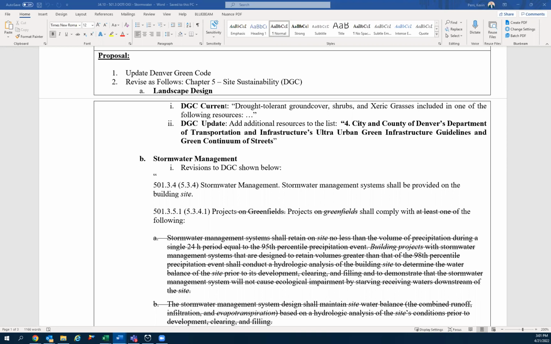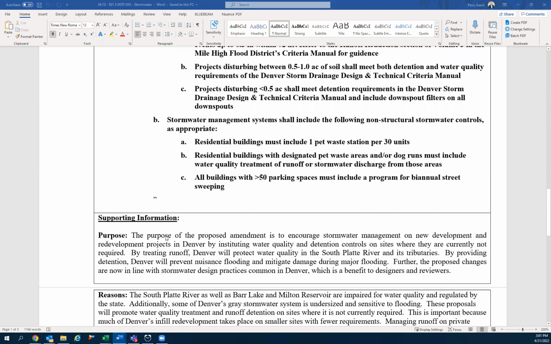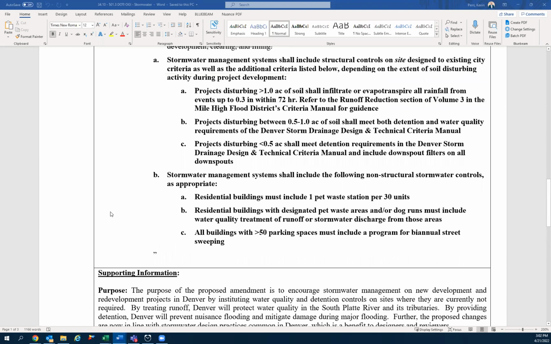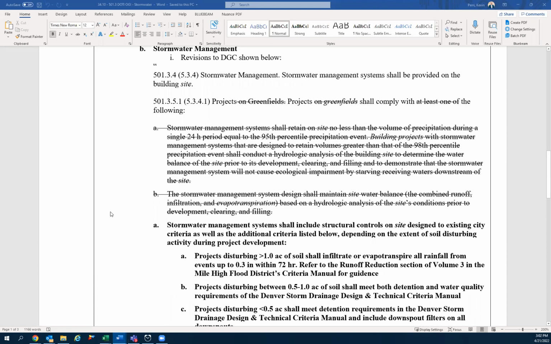Proposal B is a bit more major of a change. The original green code, you can scroll back up just a little bit because the strikes are important as well. So the original proposal was just for including stormwater management systems on greenfield development projects. And so the first key part is striking greenfields to allow for these stormwater control systems to be required on all development projects, as infill development is important in Denver.